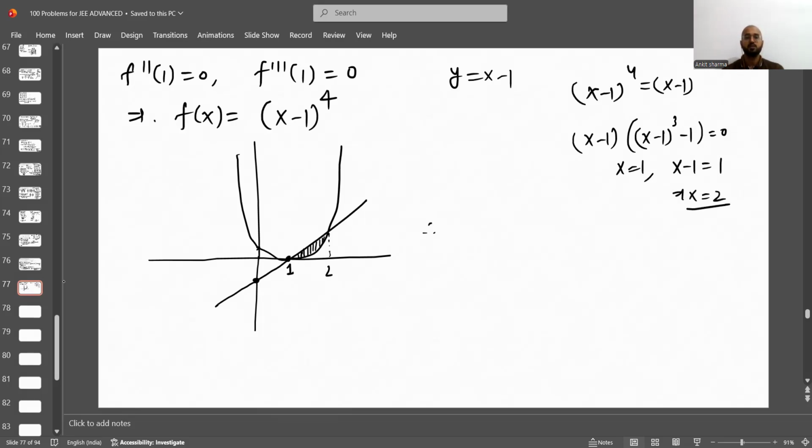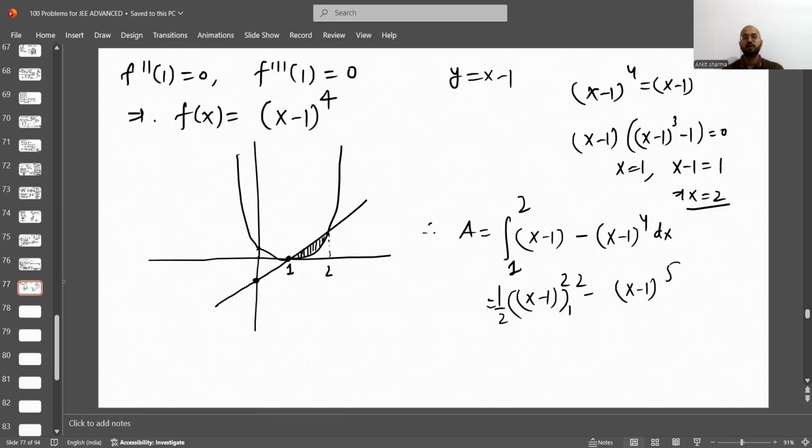So now I want the area. The area would simply be the integral from 1 to 2, where the upper curve is x minus 1 and the lower curve is x minus 1 to the power 4, dx. So this will be x minus 1 square over 2, limits from 1 to 2, minus x minus 1 to the power 5 over 5, limits from 1 to 2. Plugging in 2, the first term gives 1 over 2, and the second gives 1 over 5, since 2 minus 1 is 1; at 1 both terms are 0. So half minus 1 by 5, which is 3 over 10. So the area is 3 over 10.